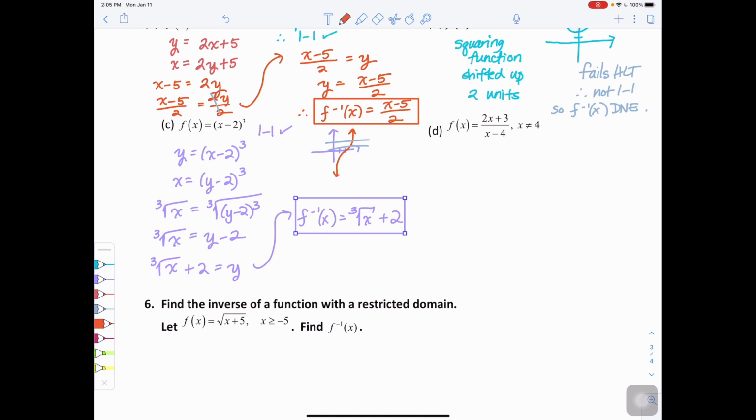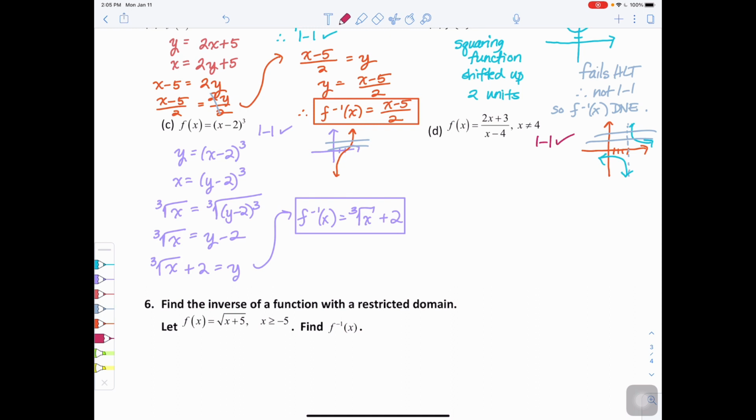This function is also 1 to 1. You can verify this in your calculator. We have a vertical asymptote at x equal to 4, and you can go ahead and check that out, but I can kind of show you. It'll look something like this, and it definitely passes the horizontal line test. So this function is also 1 to 1.